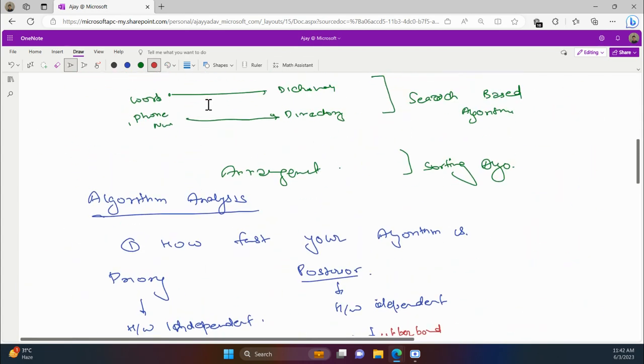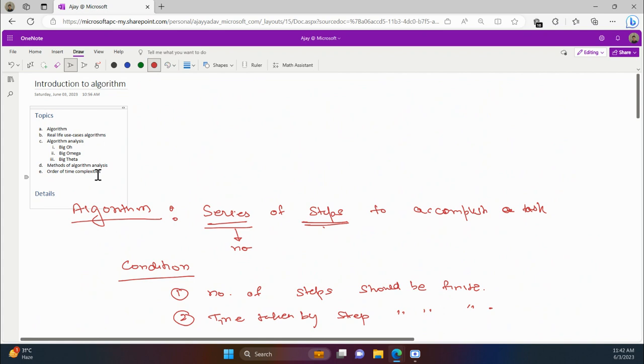And now in the next chapter we will study the different methods for doing algorithm analysis and what the order of the time complexity is.